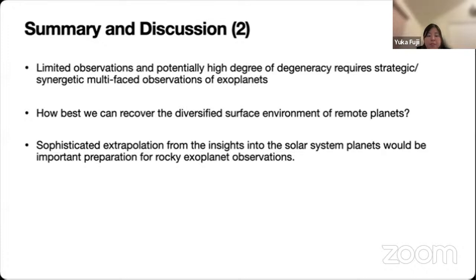For this, sophisticated extrapolation of the processes known in the solar system to other worlds remains to be studied further, so that we can characterize a planet as a system.